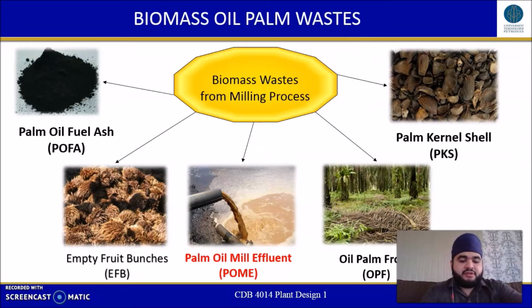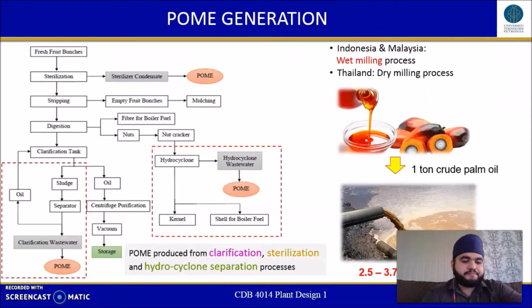Palm oil in itself is a very versatile product and has multiple food and non-food applications. The production of palm oil, however, is far from being eco-friendly, if at all. The process of producing palm oil from fresh fruit bunches produces waste such as palm oil fuel ash, empty fruit bunches, palm oil mill effluent, oil palm frond, and palm kernel shell. For this project, the waste that will be focused on is palm oil mill effluent.